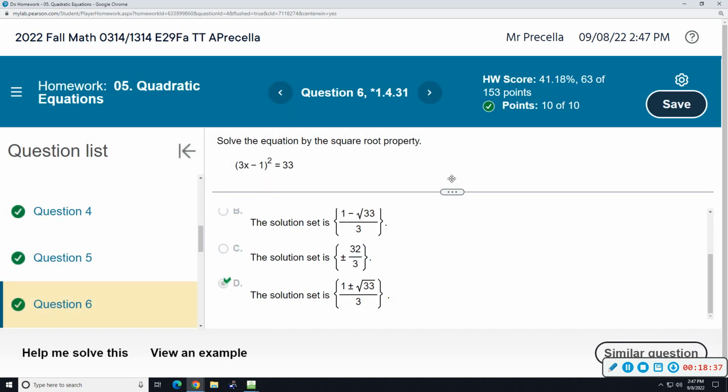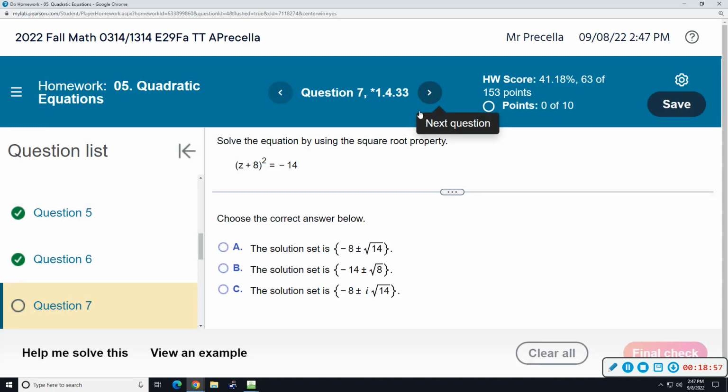Any questions there? As long as the equation is in the form something squared equals a number, you can use the square root method. It's either going to be in the form x squared equals a number or parentheses squared. So what about the last one of these? Oh, it's another one with parentheses.